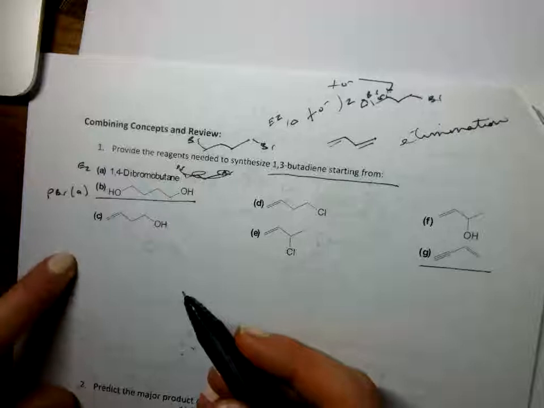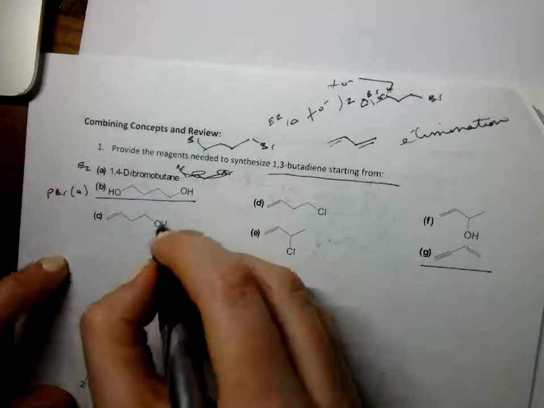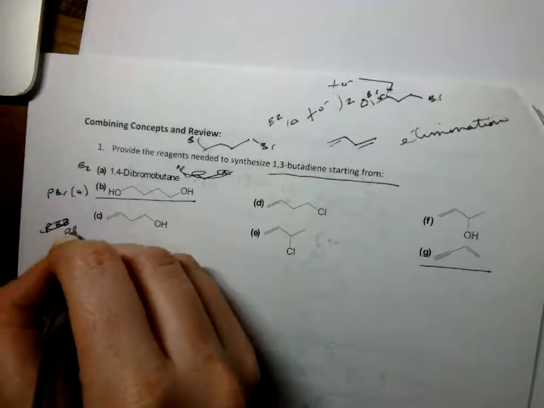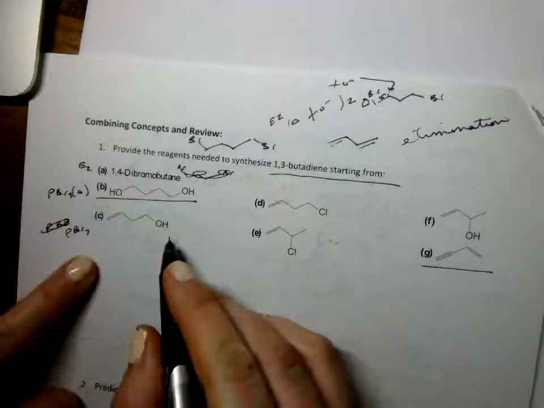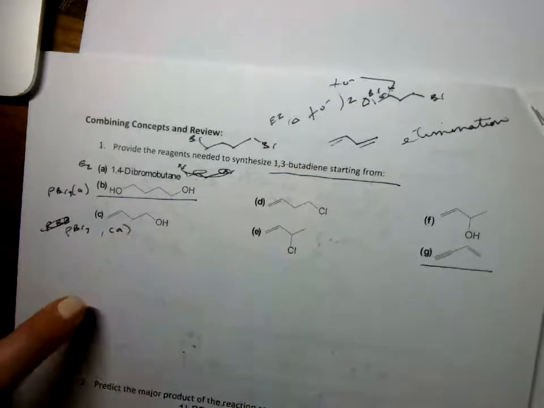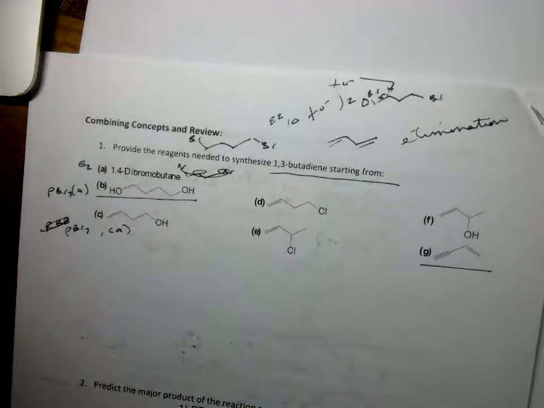And I'm going to do the same thing on part C. We only have to eliminate one thing, so I would use PBr3, and then the same thing we did in part A: a big bulky nucleophile and heat to encourage an elimination reaction.